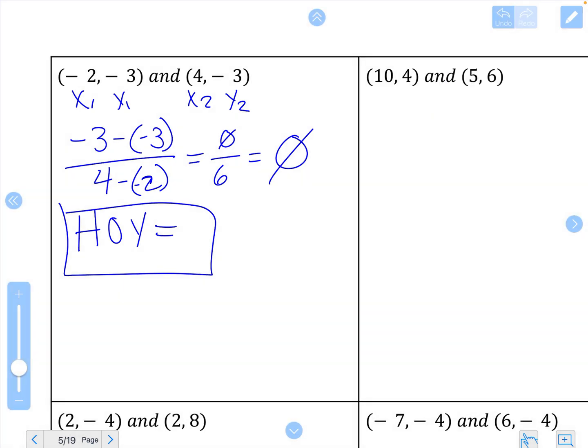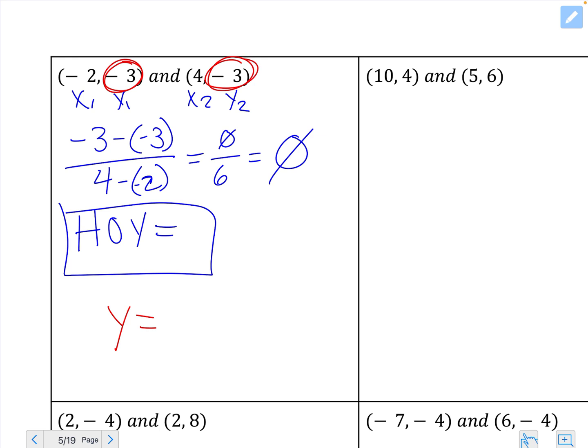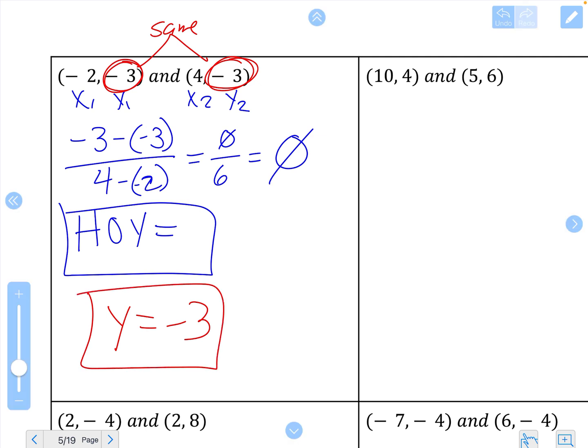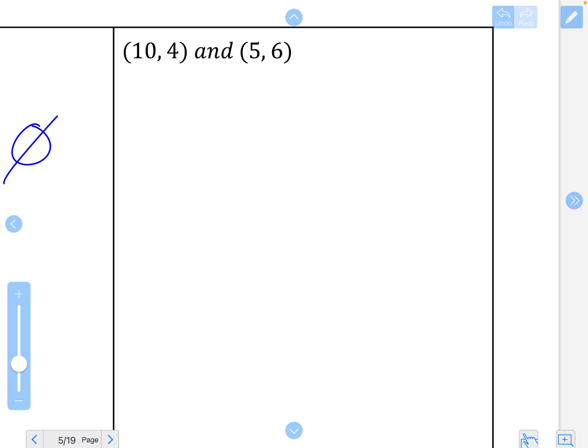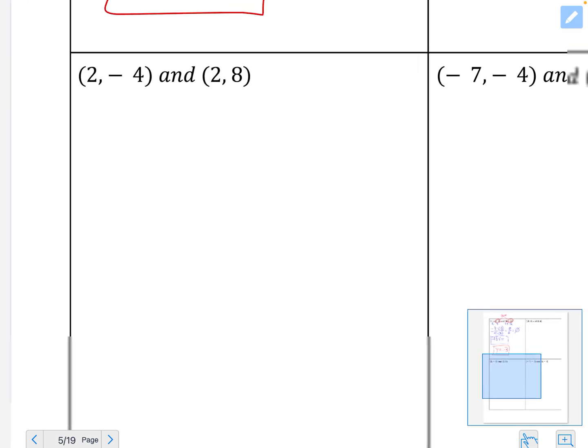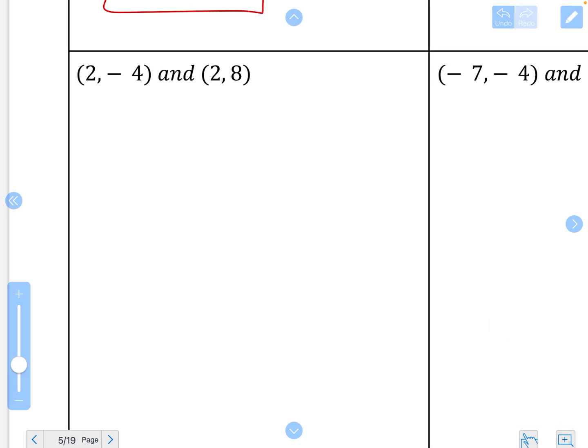So if my line is a horizontal line, my equation is going to be y equals. And as soon as I know that it's y equals, I'm going to go find the y values in my points. They should be the same. And if they are the same, that is the value of my line. All right, I want you to try this one on your own, and then I want you to check with the completed class notes.